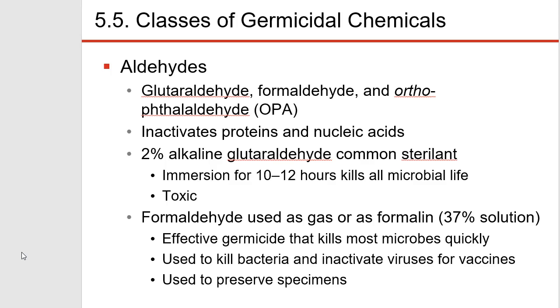That's also what we use for the animal organ dissection, whether it was a heart, a kidney, a cow eye, or a brain. All of them were soaked in formalin. So it is used, of course, to preserve specimens and to kill bacteria and inactivate viruses for vaccines.